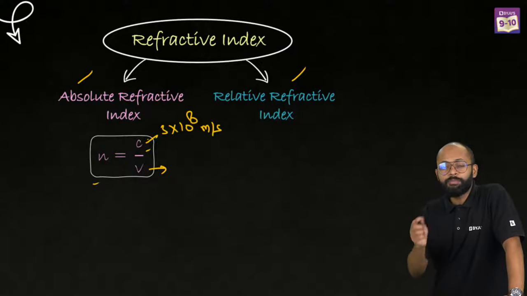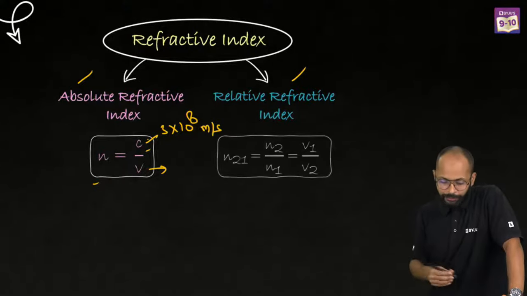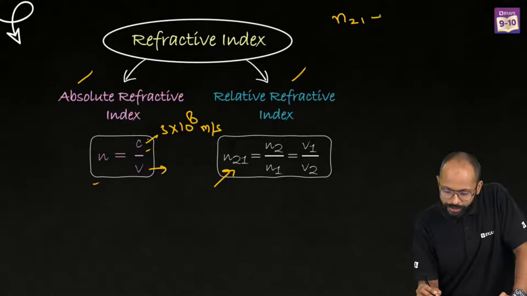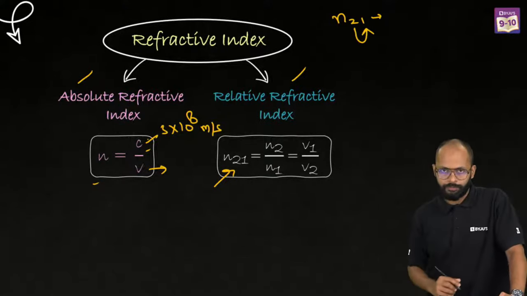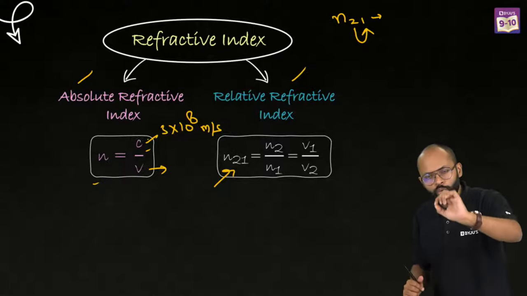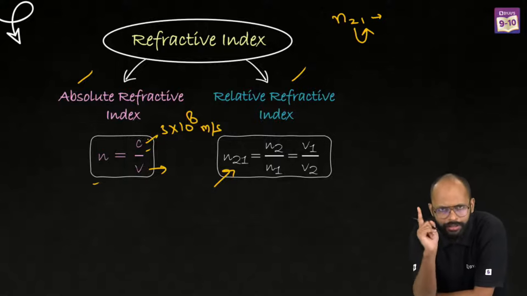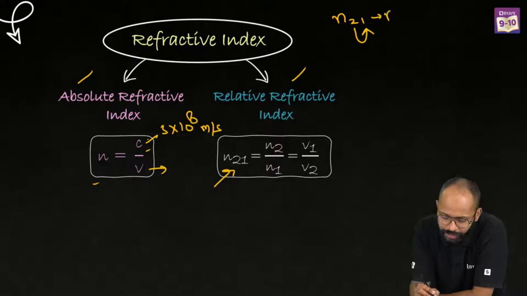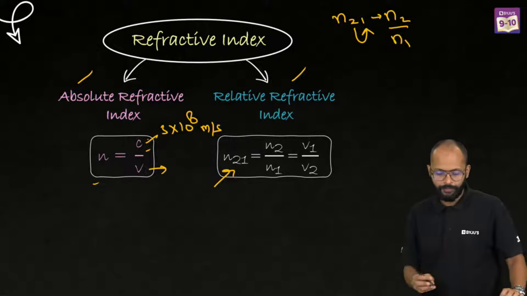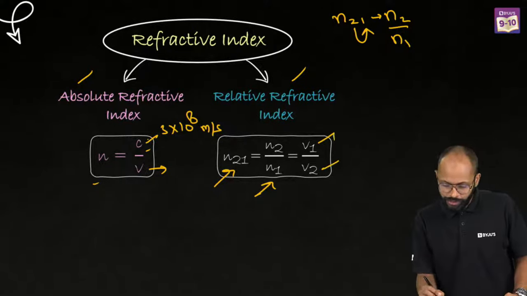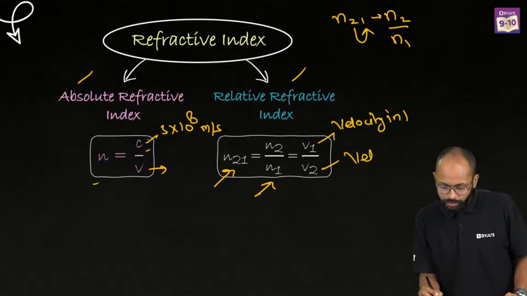Relative refractive index kya hota hai? Between two mediums, unke relation mein. N 2 1. So dekho, everybody, ye aise hota hai. N 2 1. Iska matlab hai 2 with respect to 1. Refractive index of 2 with respect to 1. Isko likhne ka ek aur tarika bhi hai. Jo pehle aaye na. Sir, 2 with respect to 1. This is N2 upon N1. N2 upon N1 is equal to V1 upon V2. That is velocity in 1 upon velocity in 2.